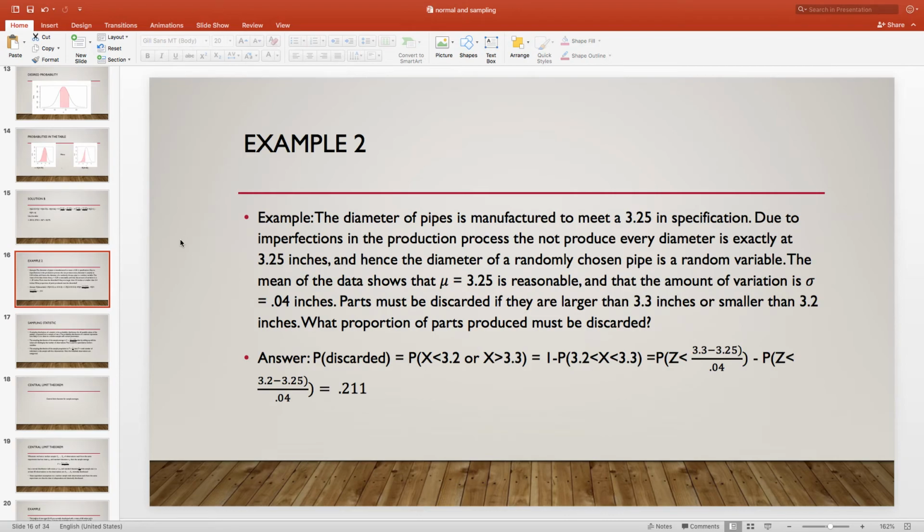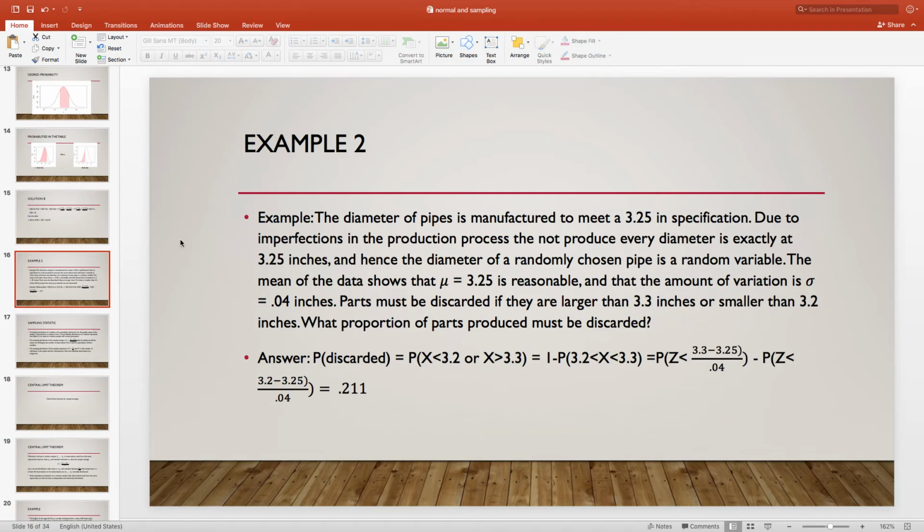Okay, so we'd really prefer if we had the smallest standard deviation possible. But the data shows the standard deviation is 0.04 inches. Now, parts must be discarded if they're bigger than 3.3 inches or smaller than 3.2 inches, which is reasonable, right? They need to fit a fitting, okay? And they need to be able to connect and work with the other parts. So the question is, well, what proportion of parts must be discarded?